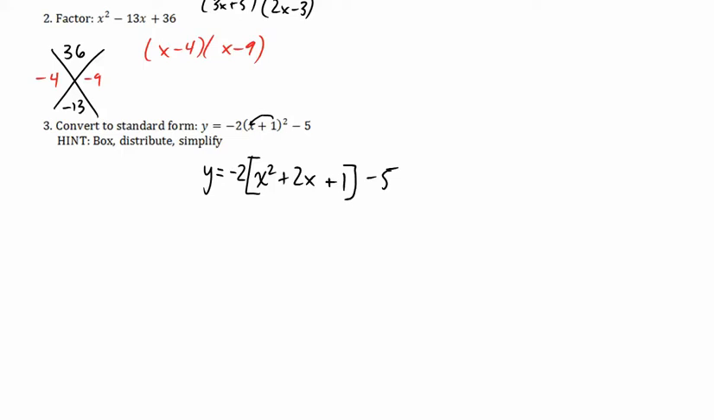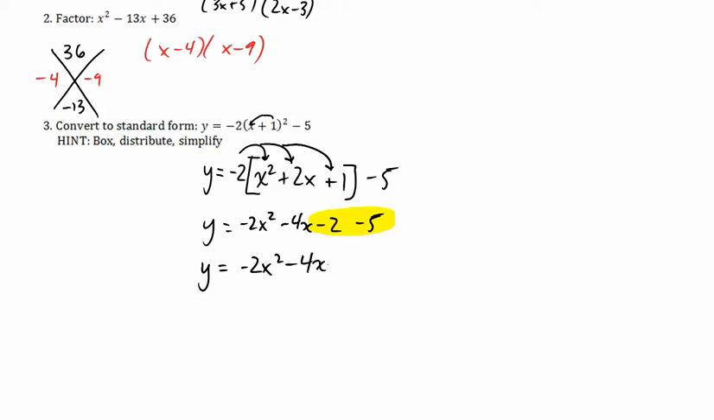Okay, distribute everywhere. Negative 2 times all 3 parts. So y equals negative 2x squared minus 4x minus 2 and then minus 5. Now your last two terms are the only things that simplify. Negative 2 minus 5 gives you a negative 7. So your final answer, y equals negative 2x squared minus 4x minus 7. Remember, standard form is very useful for some reasons. Vertex form, very easy to find the vertex, which is going to be at negative 1, negative 5. And hopefully you're starting to remember that.